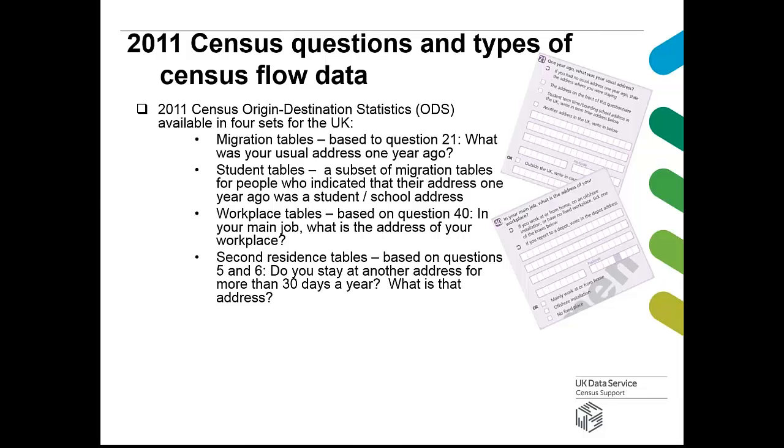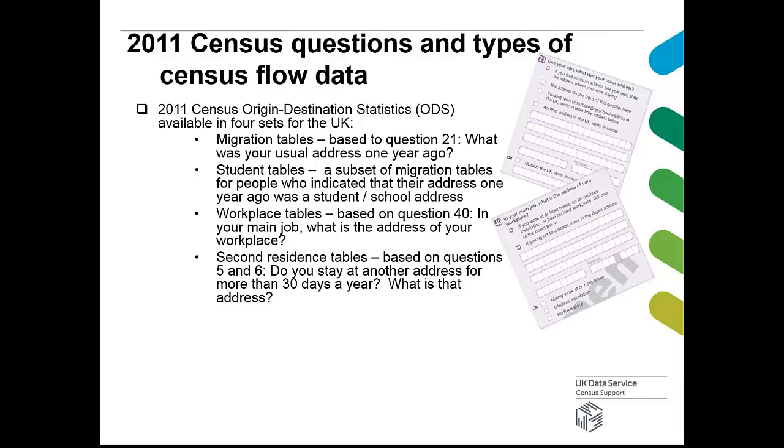First of all, there are a set of migration tables. These are based on the question on the census form which asked, what was your usual address 1 year ago? There was a tick box to that question which asked whether your former address 1 year ago was a student term time address or school address. That's allowed the generation of a special set of student tables for people who were full-time students a year ago. And that will allow us to learn more about the way that students move away from their places of study.